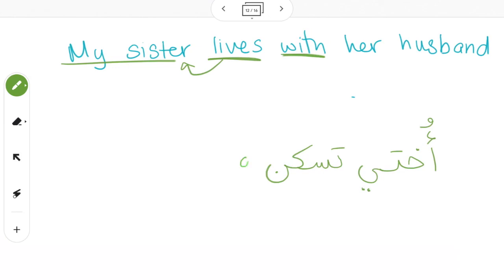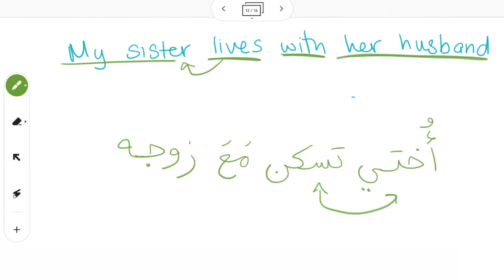With was one of those prepositions we learned last semester. Ma'a. Her husband, one unit again. So we're going to put the word husband first. Zawj, and then add the ha at the end, ma'a zawji. And you could switch these two if you want. You could say taskun ukhti ma'a zawji. Both would be the same.